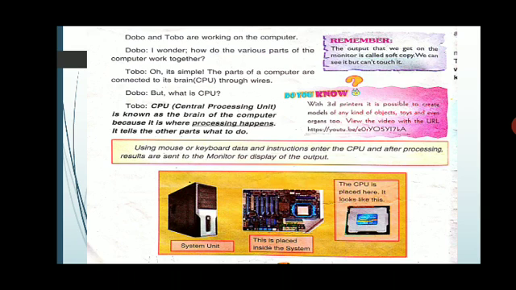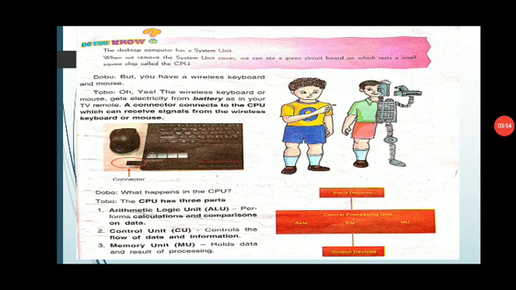Using a mouse or keyboard, data and instructions enter the CPU, and after processing, results are sent to the monitor for display as output. In the images we see the system unit. It is placed inside the system, and the chip, that is the CPU, is placed here. It looks like this. Do you know the desktop computer has a system unit?